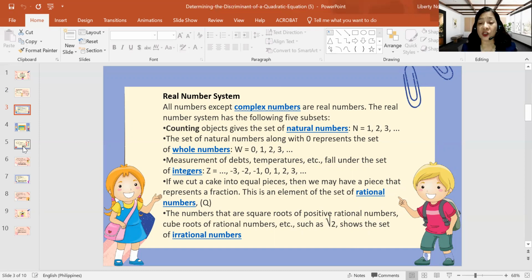The symbol is Q for rational numbers, which means that when we talk of rational numbers, it is also a fraction. The numbers that are square roots of positive rational numbers, cube roots of rational numbers, and others such as the square root of 2 show the set of irrational numbers. So irrational numbers do not give us an exact root. So we call them irrational numbers.